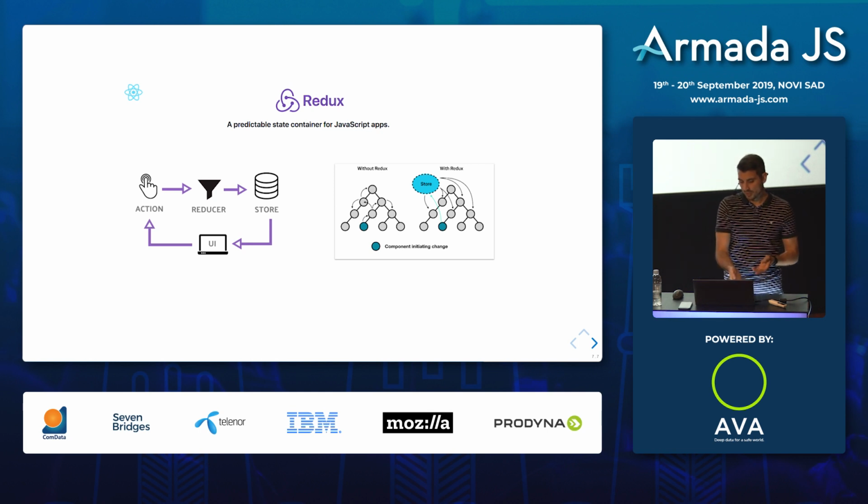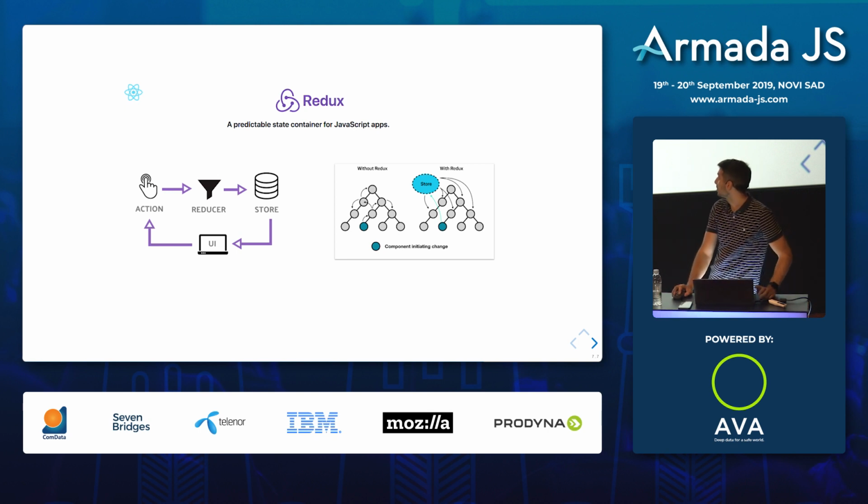So the UI is updated from the store. When the user clicks on something, it actually sends some kind of change to the store, the reducer packs that payload in a proper way and keeps it in the store, and that change updates the UI.